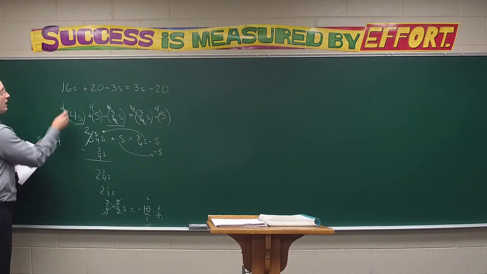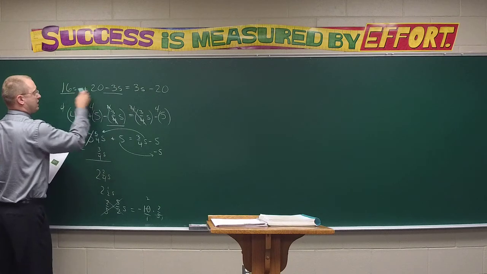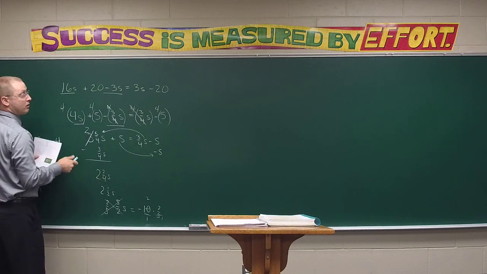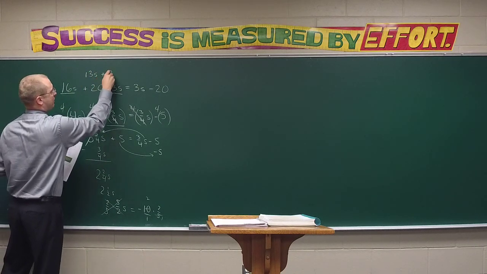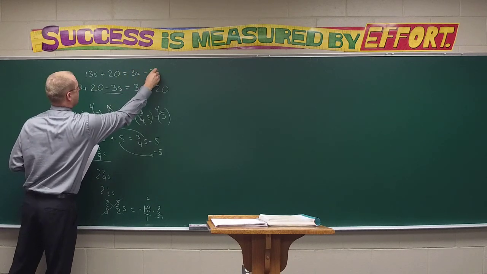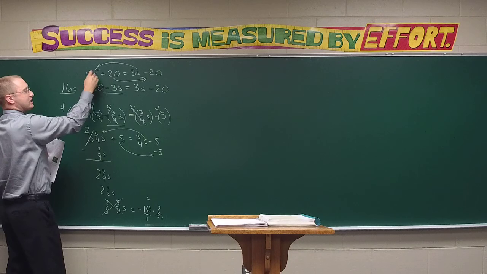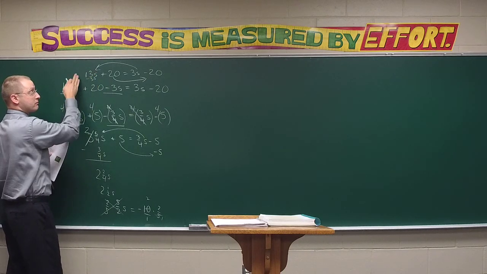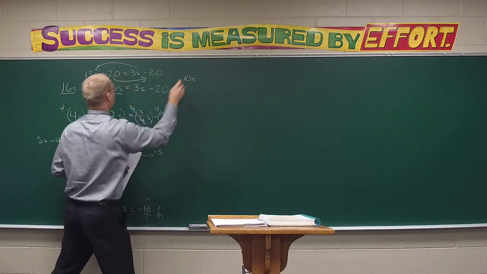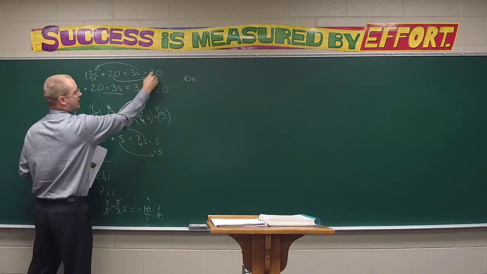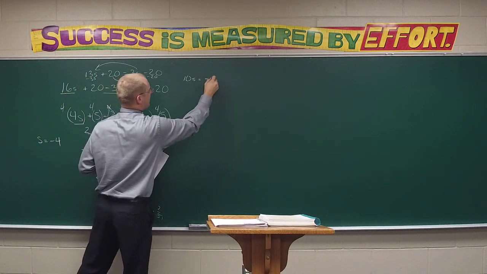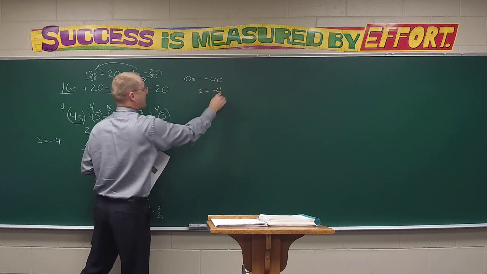At this point now, it becomes a lot easier to combine like terms. The 13s, negative 3s, class? 13s, positive 20 is equal to the 3s, negative 20. We'll kind of do a double switch here. We'll roll the 3s over as a negative 3s, class, to get 10s. And the negative 20, or 20 moves over as a negative 20 to get negative 40. And now the negative 4, I think it's a lot easier.